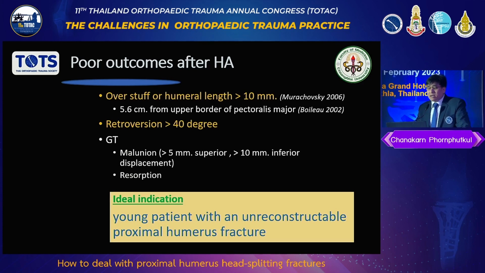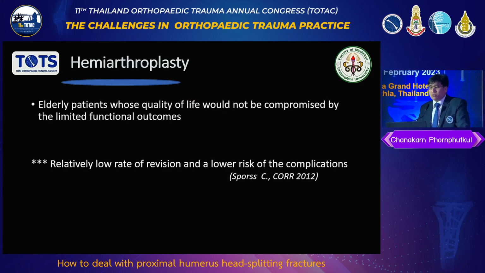So the ideal indication for hemiarthroplasty is a young patient who has an unreconstructible proximal humeral fracture. I didn't say that in the young you have to replace. You try to reconstruct first, but if you can't, this is the way to go. But again, it can be a salvage procedure in elderly people whose quality of life would not be compromised by having limited function, because it has a low complication rate.